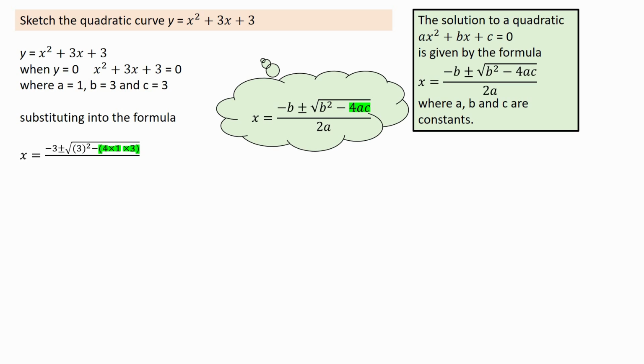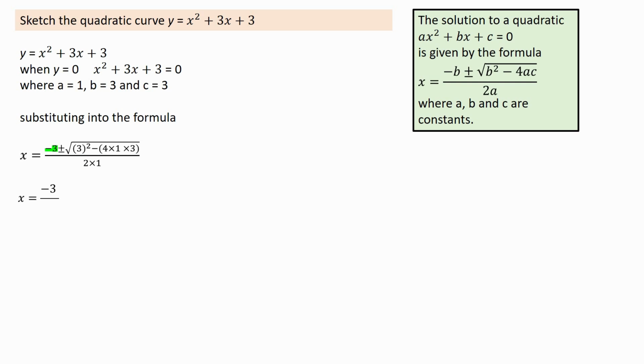And 4ac becomes 4 times 1 times 3, which is written in brackets, so the minus can be dealt with later. Finally, substitute a equal to 1 in the denominator. Note that the whole of the numerator is divided by the denominator.